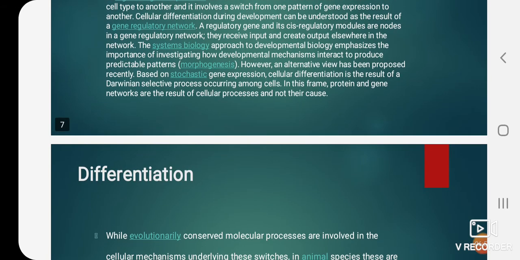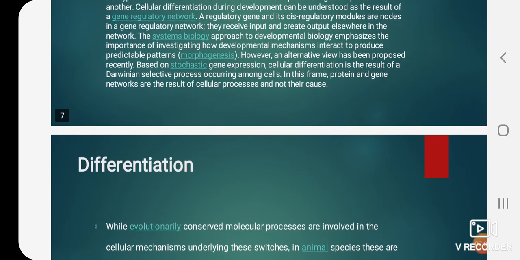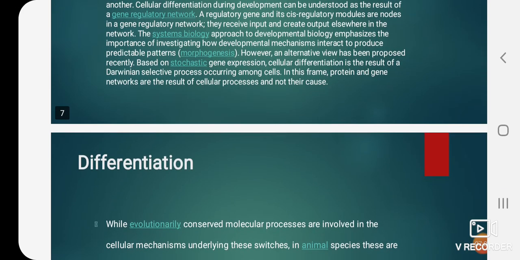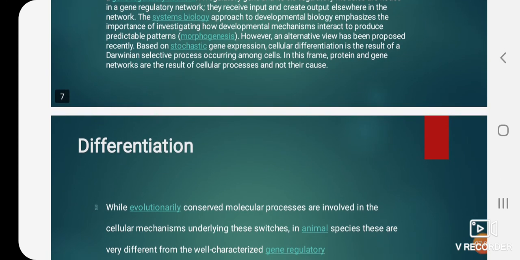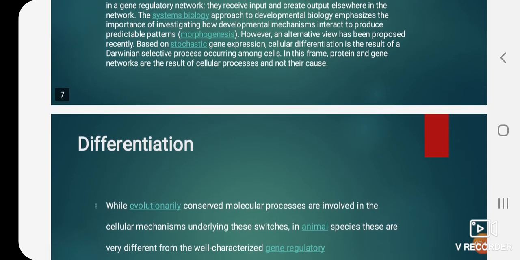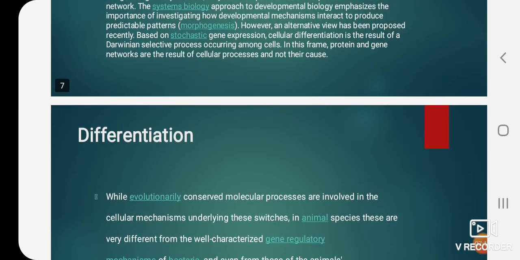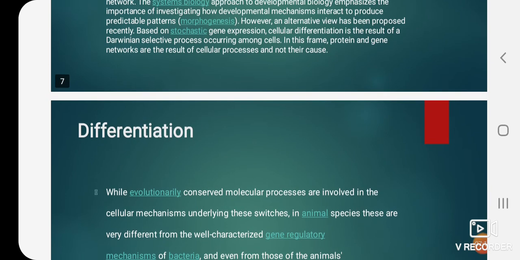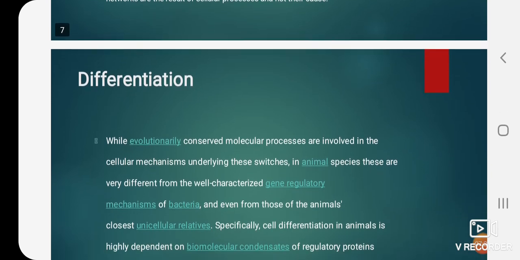However, an alternative view has been proposed recently based on stochastic gene expression. Cellular differentiation is the result of a Darwinian selective process occurring among cells. In this frame, protein and gene networks are the result of cellular processes and not their cause.